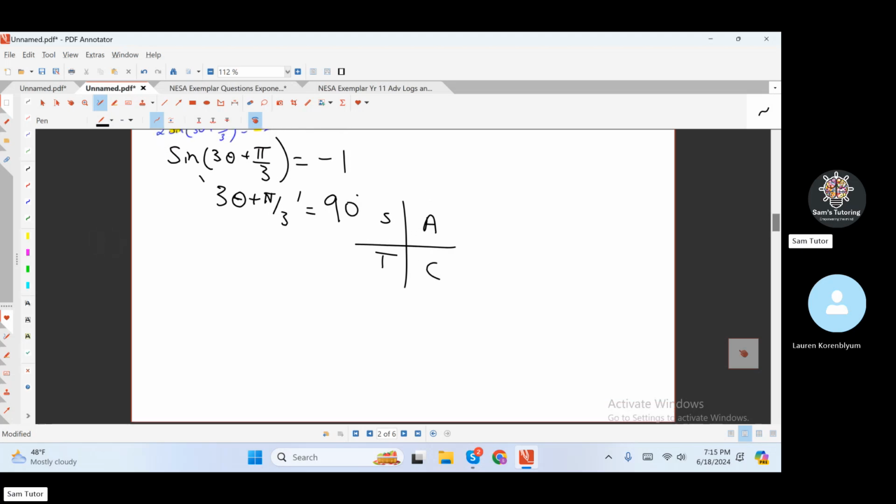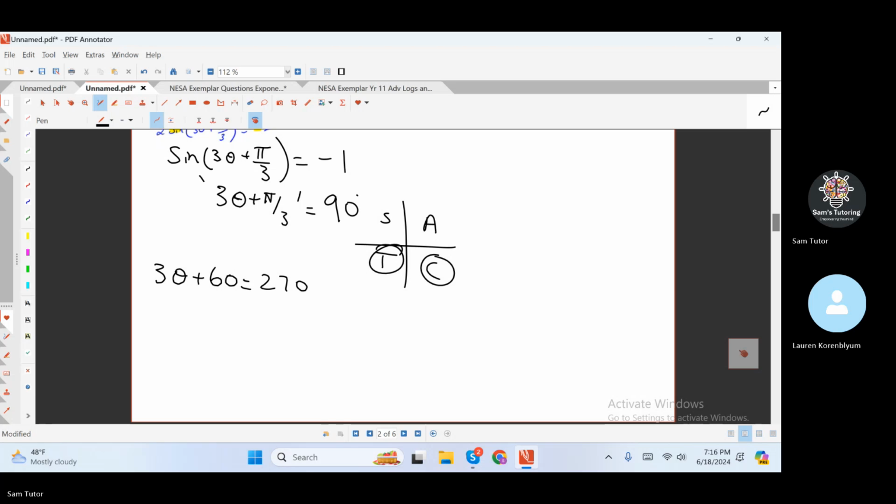I ask myself, where is sine negative? You would say here and here. So the actual answers I'm going to have are 3 theta plus 60 equals 180 plus 90, which is 270, and 360 minus 90, which is still 270. Do we all agree with that?